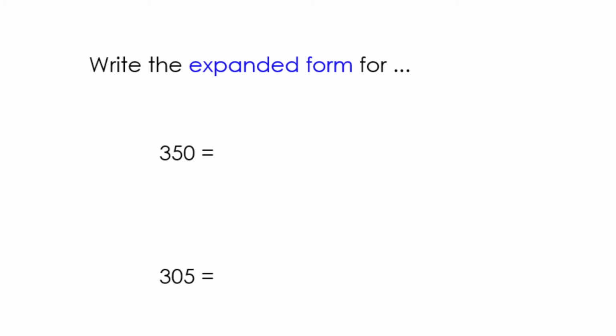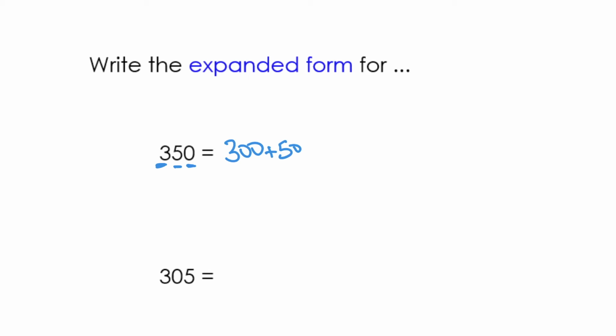But we have 350. So we have a 3 in the hundreds column, so there's 300. The 5 would make 50. And because there's nothing there, you can just leave it like this. You can put plus 0, but because it doesn't exist, you don't have to put it there.